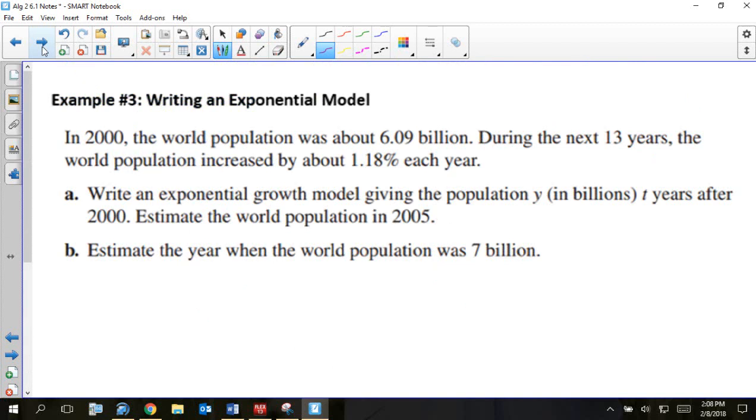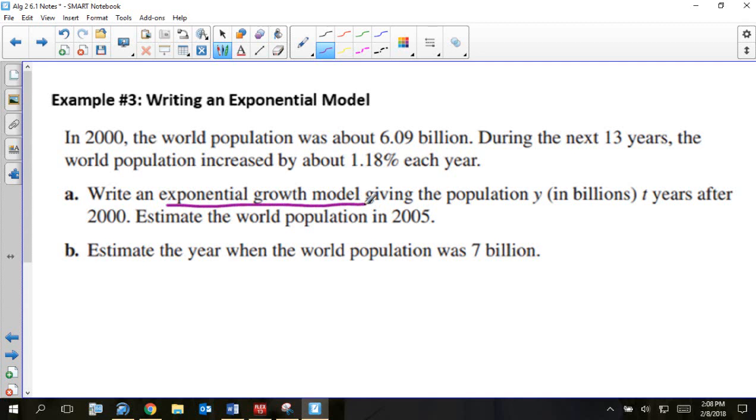All right, example 3. In 2000, the world population was about 6.09 billion. During the next 13 years, the world population increased about 1.18% each year. Write an exponential growth model giving the population y in billions t years after 2000. And then estimate the world population in 2005. And then estimate the year when the world population was 7 billion. So the first thing we're going to do is write an exponential growth model.